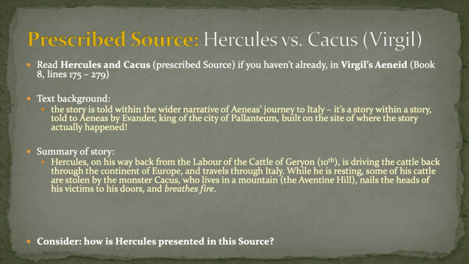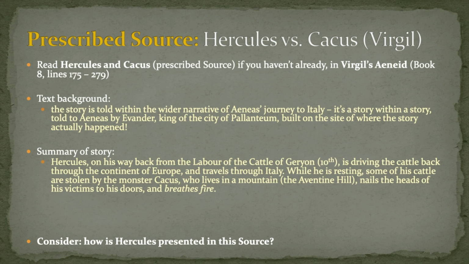He is driving the cattle back through the continent of Europe. We saw Geryon on the map, sort of off the map somewhere. And so he's coming all the way back to Greece. And he travels through Italy, according to this version of the story. While he is resting, some of his cattle, or rather Geryon's cattle that he has stolen, are stolen again by the monster Cacus, who lives in a mountain, which is in fact going to be the Aventine Hill, one of the 7 hills of Rome in Rome's future.